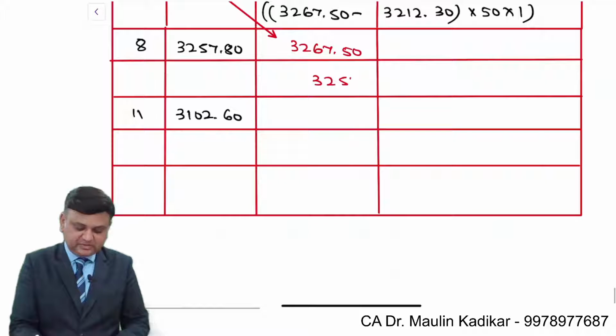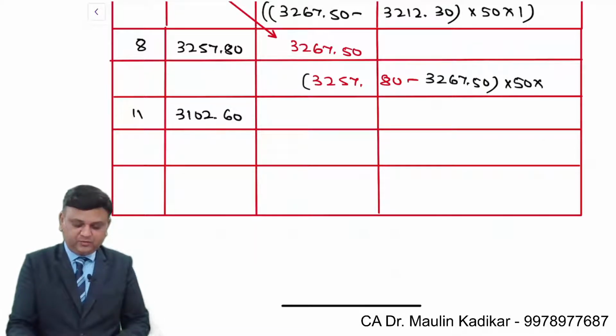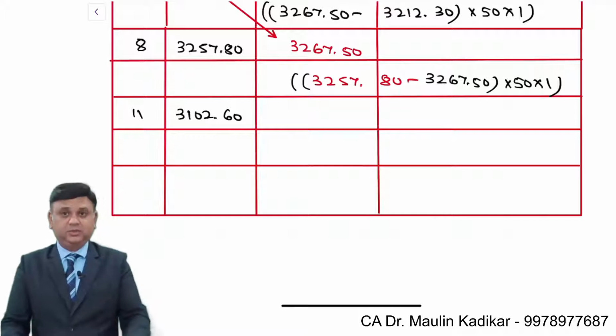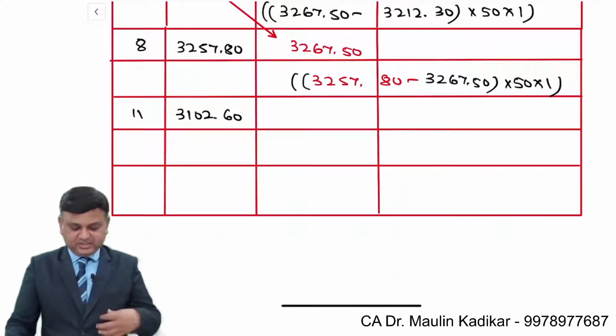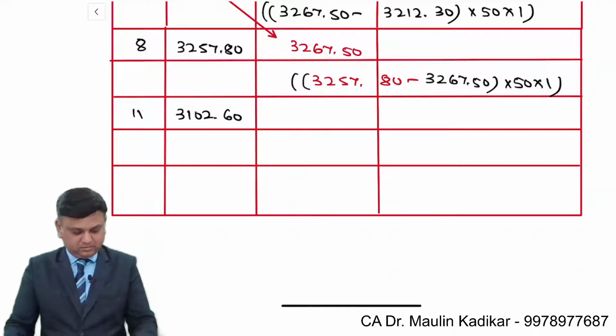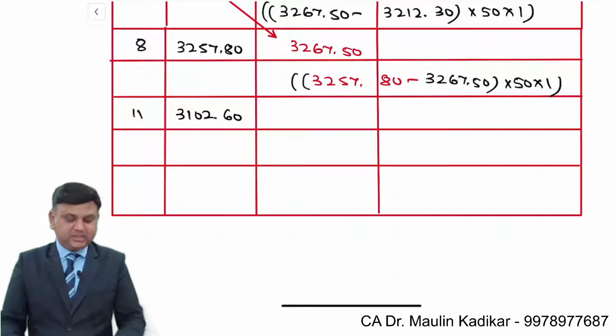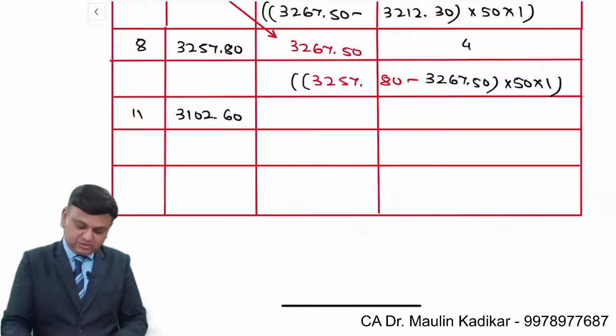So 3257.8 minus 3267.5 into 50 into 1. So 3257.8 minus 3267.5, so 9.7 into 50, that is 485 is loss.